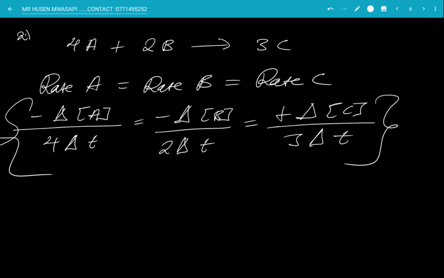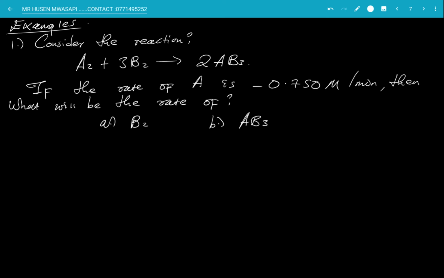Now, let's try and understand the problems that we might come across. Remember, rates are measured in molarity per second. Molarity is a concentration. So rates are measured in concentration per second, which is symbolized, just a quick reminder, as M/s. Alright, let's try and look at examples. Alright, so let's begin with example number 1. Let's try and find the solutions.